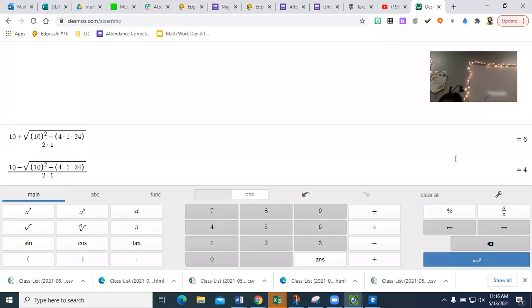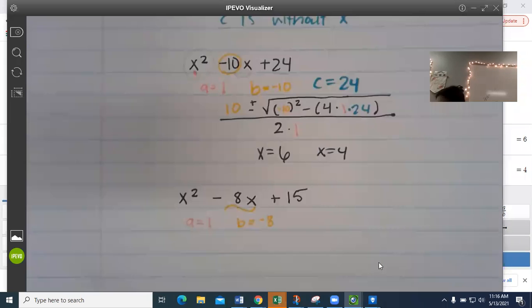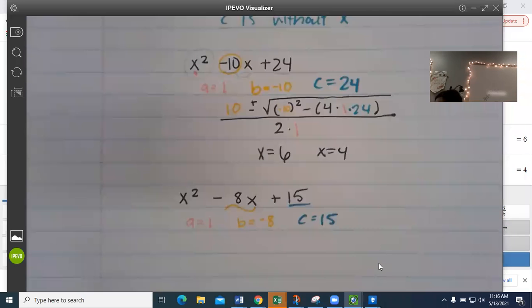Oh no. So the one that you underline without any X's is the C, so 15. Okay, so good job if you did that correctly.